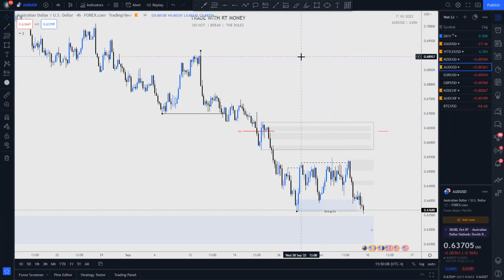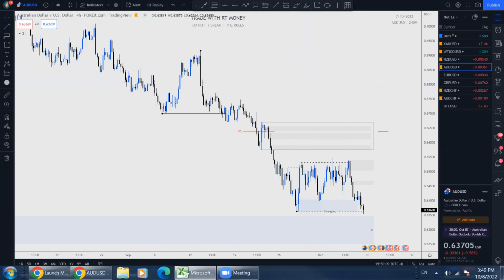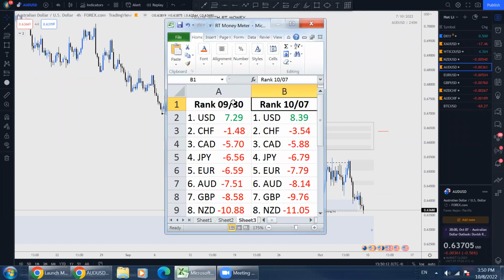We're going to take a look at Aussie USD. Let's first take a look at the RT money meter.